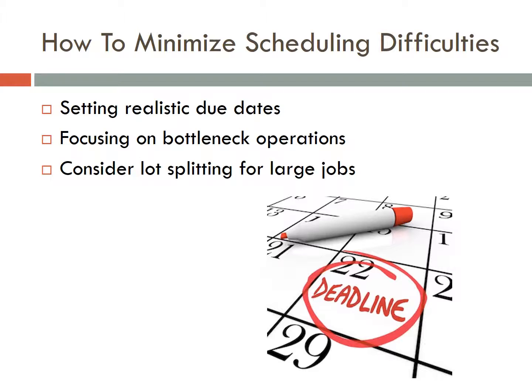Second thing you can do to minimize scheduling difficulties is to focus just on the bottleneck operations. First try to increase the capacity of the operation, but if that's not possible, then just focus on the bottleneck of the operation, and then schedule the non-bottleneck operations around the bottleneck operations. Third thing you can do is to think about maybe using lot splitting for large jobs, and that usually works good when there are large differences in job times.